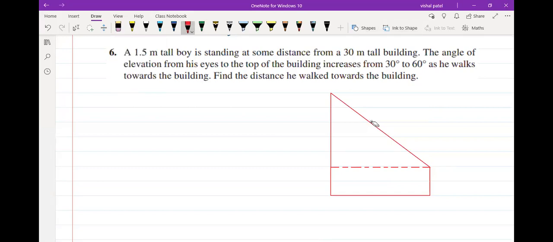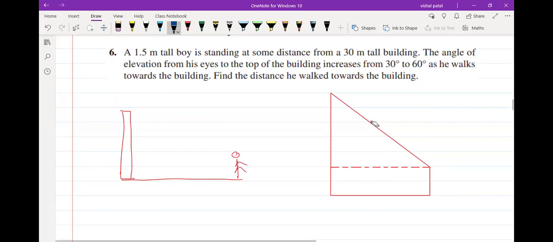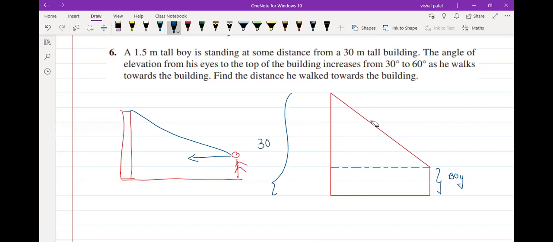Okay. Now, see what they have given. First, I'll draw the rough figure and I'll tell you. Okay, this is the tall building. This is the ground level. Here, the boy is standing. So his vision is straight like this, and he's looking like this. So this, what I'm showing over here, is the height of the boy. And this is the total height, 30.